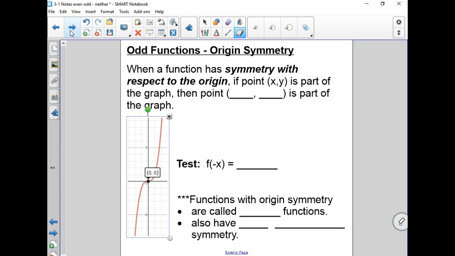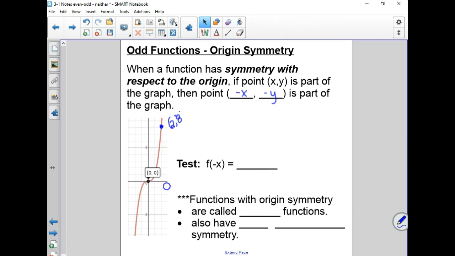When a function has symmetry with respect to the origin, if point x, y is part of the graph, then the point negative x, negative y is part of the graph also. For example, this graph here is the cubic function y equals x to the third. So we know the point 2, 8 lies on this graph. 2 cubed equals 8. So 2, 8 lies on this graph. So according to this definition, that means that negative 2, negative 8 should also lie on this graph if it is in fact an odd function.